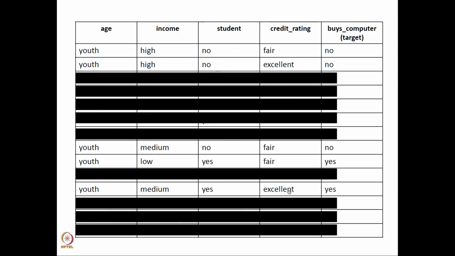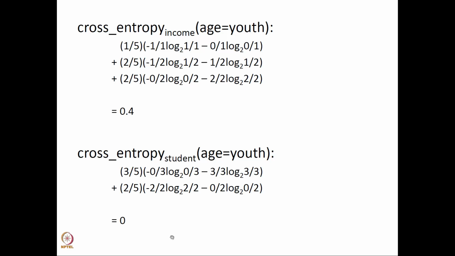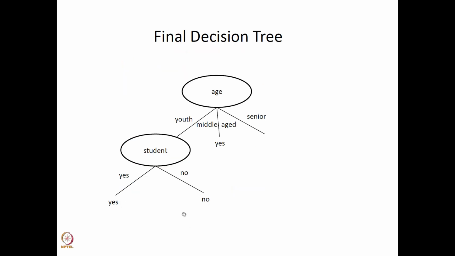We can go ahead and calculate the cross entropy for credit rating as well when age equals youth, but since we will not get a value less than 0, we can stop the process here and get the partial tree where we have selected the attribute student with the least value of cross entropy. As you can see, we have labeled the branches yes and no, because these are leaf nodes which are pure, there is no mixture. Now as you can see, this branch and this branch are all leaf nodes.